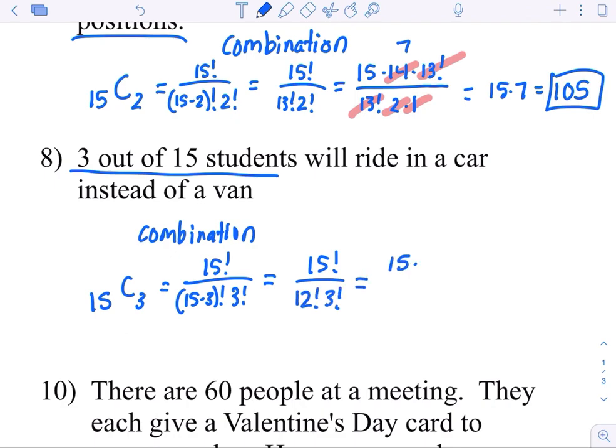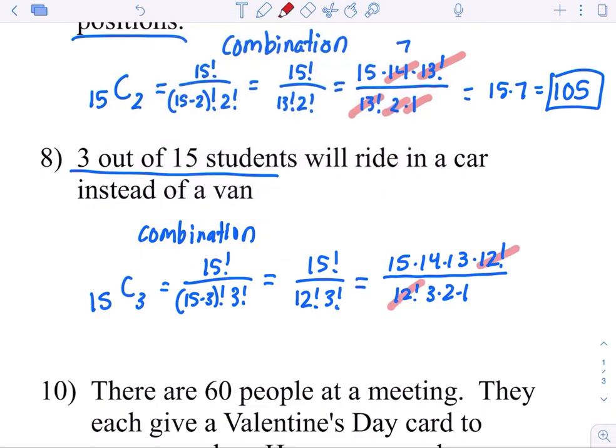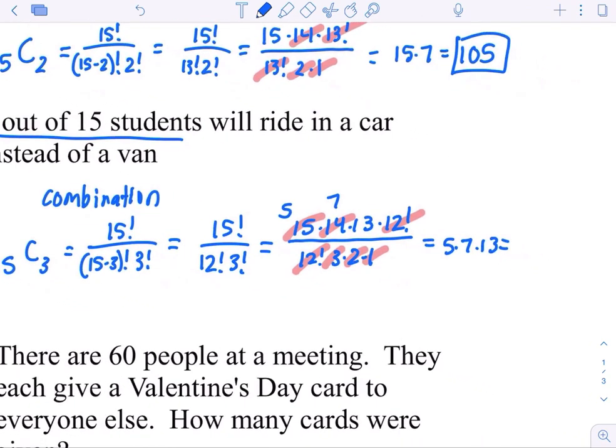So 15 times 14 times 13 times 12 factorial. I stopped at 12 because I already know there's a 12 on the bottom. And then 3 times 2 times 1. These are going to cancel. Now we'll cancel this stuff. So I could cancel up to 1. I know that I could divide the 3 into 15, and that would give us 5, and I could divide the 2 into the 14, and that would give us 7. So 5 times 7 times 13, you guys, and that's going to give you 455.